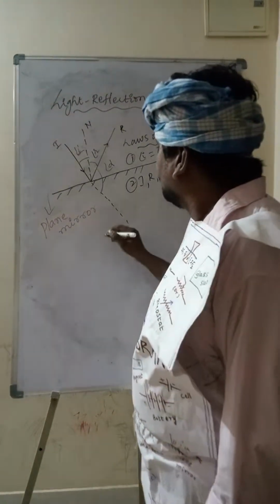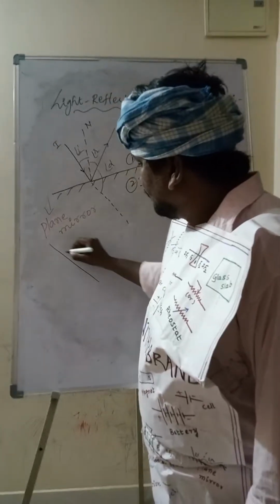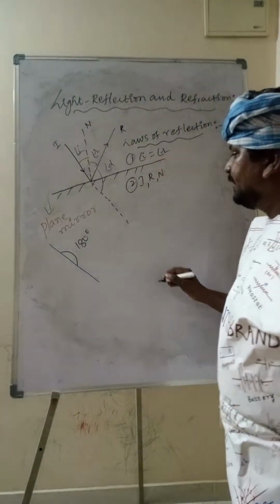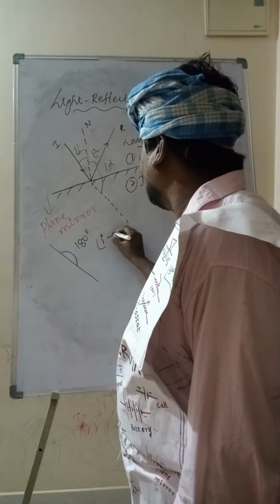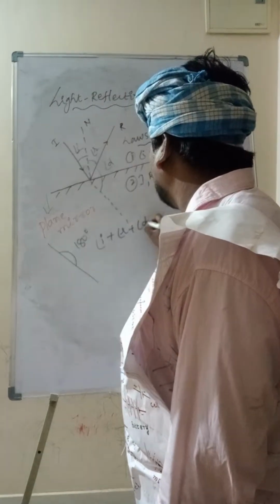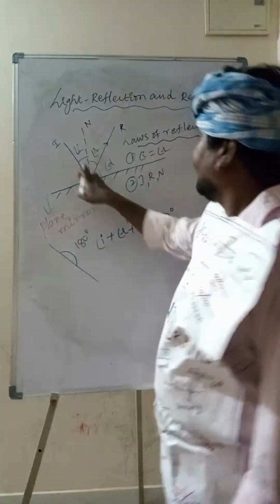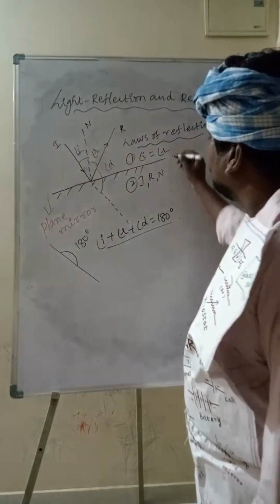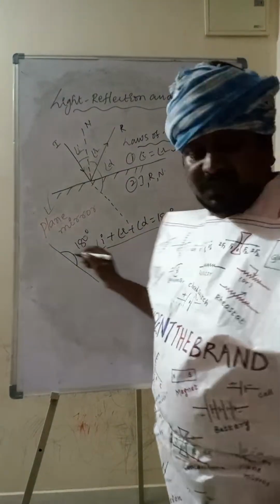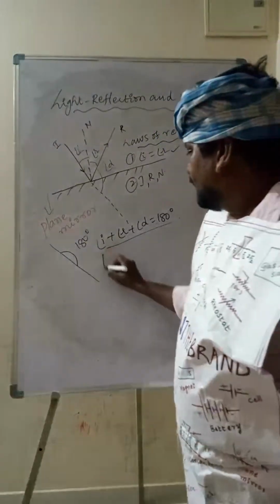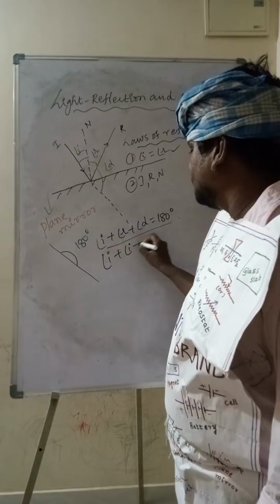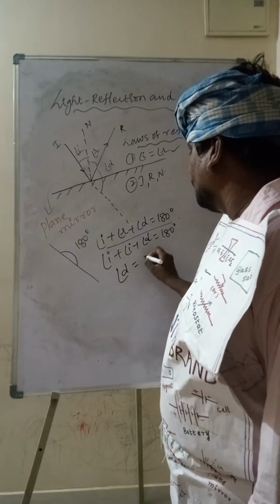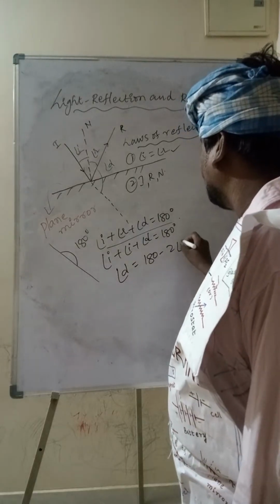Now, for the angle of deviation, the linear angle is 180 degrees. That is, angle of incidence plus angle of reflection plus angle of deviation equals 180 degrees. Since angle of incidence equals angle of reflection, angle of incidence plus angle of incidence plus angle of deviation equals 180 degrees. So angle of deviation equals 180 minus 2 times angle of incidence.